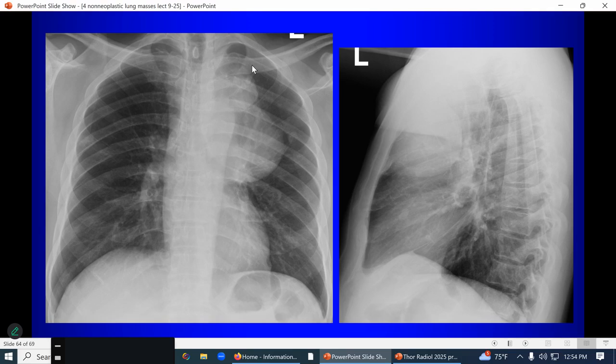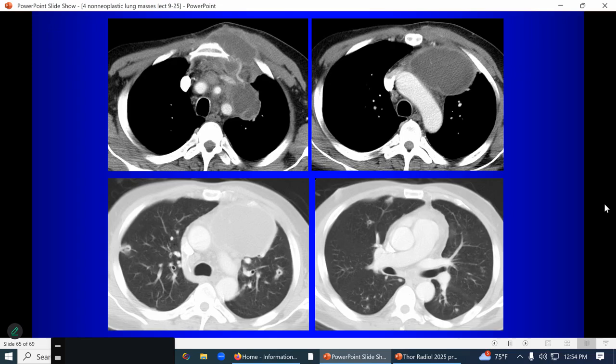Okay, big mass. On the lateral view, it's located in the anterior mediastinum, yes. What is it doing on the CT? Yeah, it's invading the chest wall. Now, of course, malignancy is in your differential diagnosis, but what benign diseases could do this? What are infections that can involve the lung, mediastinum, and extend through the chest wall? Actinomyces.